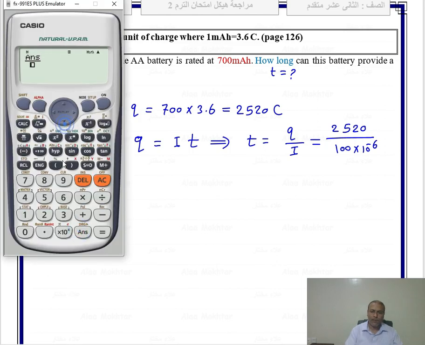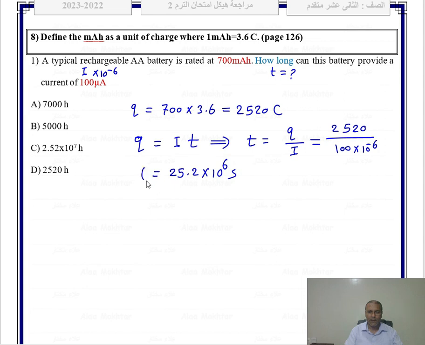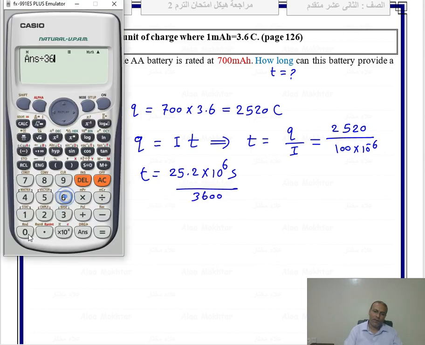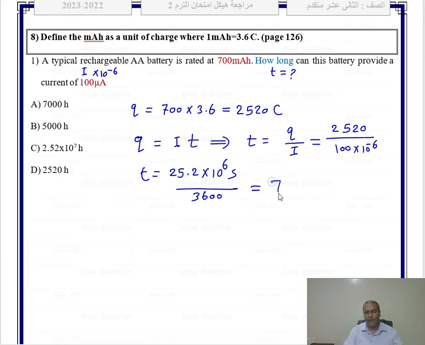Answer over 100 into 10 to the negative 6, 25.2 times 10 to the power 6 seconds. It's a time. If I need to convert it to hours, we will divide by 3600. It's equal to 7000 hours.